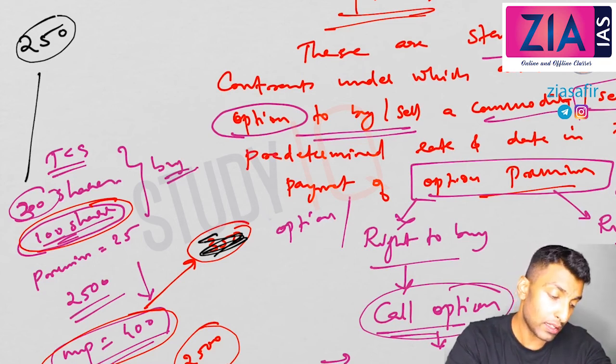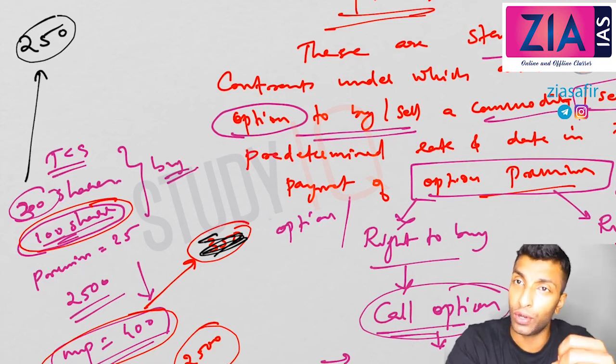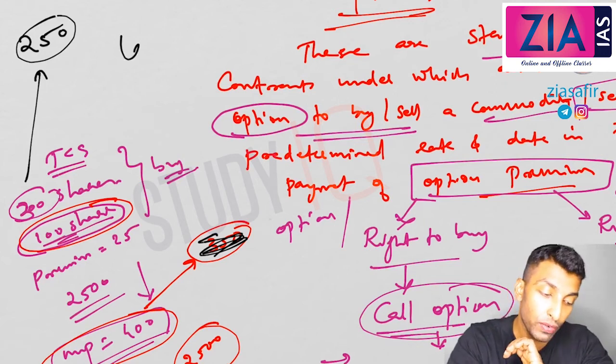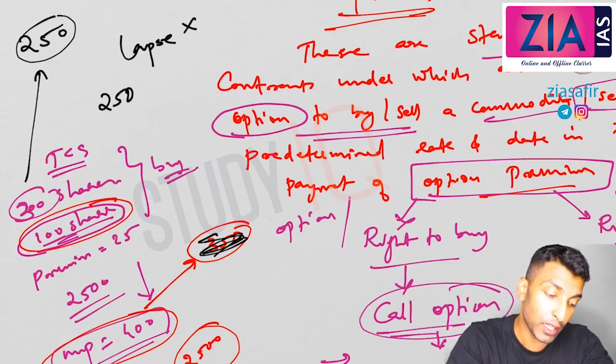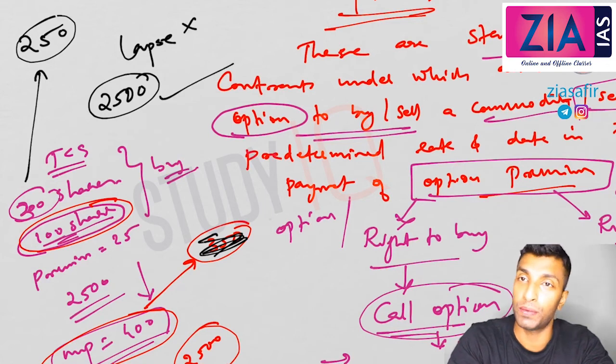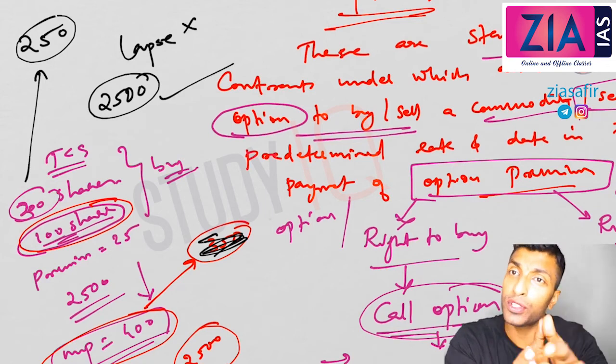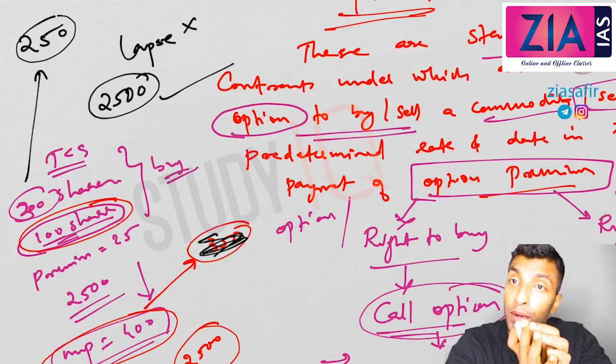If you buy here, you can see 50 rupees per share is the loss. So you don't want to buy because you have already paid the premium, so you will lapse this. In this situation, you will lapse it. When you lapse it, what will you lose? The premium that you have paid, this 2,500, you will lose. So your maximum loss will be what? Your maximum loss will be the premium paid.